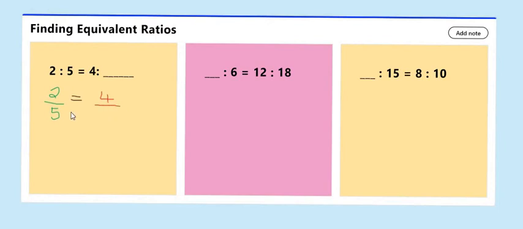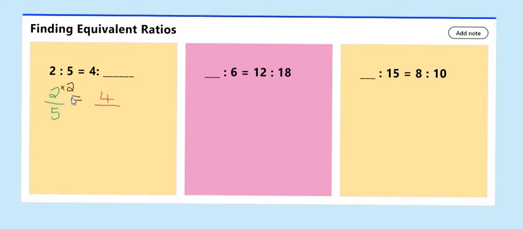a value. Then you should ask yourself the question. Let's look at the values that we have. Let's look at the numerator since we have two values for the numerator. So you ask yourself the question, 2 times what gives me 4? 2 times 2 gives me 4.